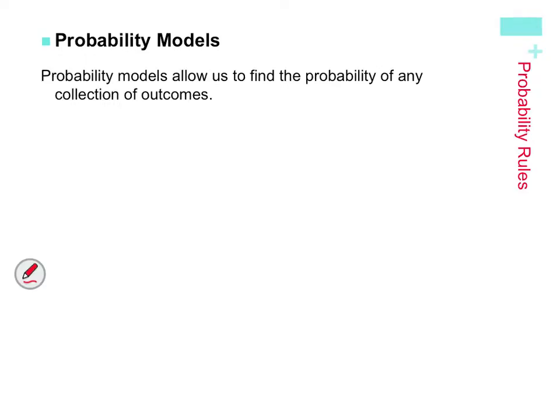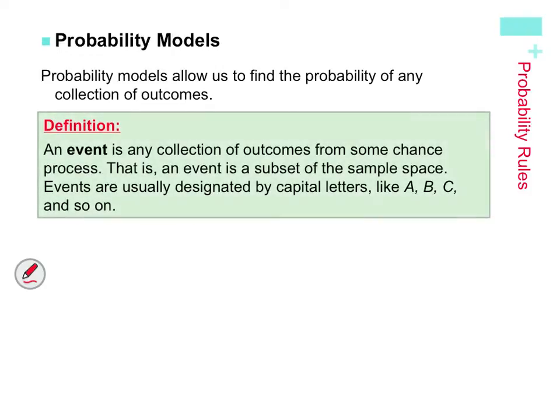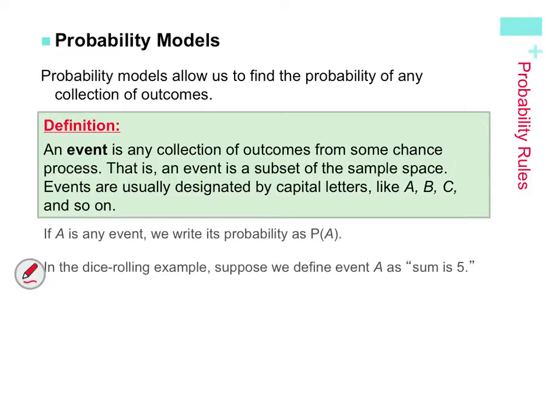So a probability model allows us to find the probability of any collection of outcomes, which we will call an event. An event is any collection of outcomes from some chance process. That is, an event is a subset of the sample space. Events are usually designated by capital letters like A, B, C, and so on. If A is an event, we write its probability as P of A.